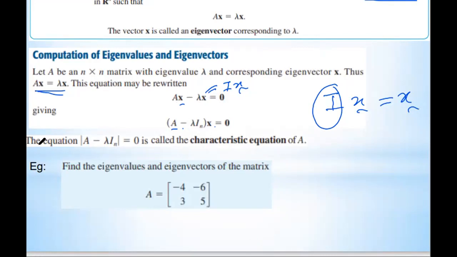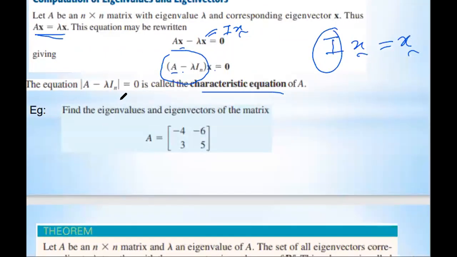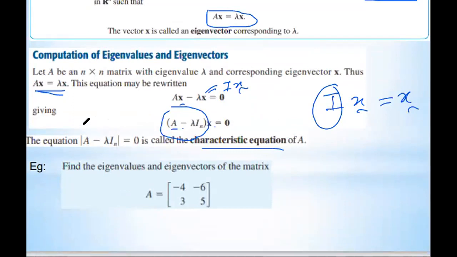There's another definition. If you consider the determinant of this matrix, it is called the characteristic equation of matrix A. So if lambda is an eigenvalue of A, that means there exists a non-zero vector such that Ax equals lambda x. So the determinant of A minus lambda I is zero, and this determinant is called the characteristic equation.